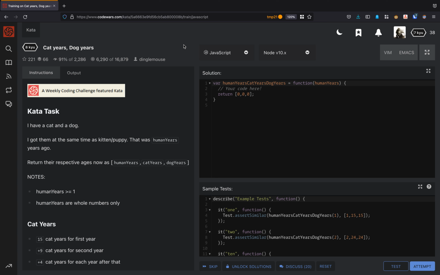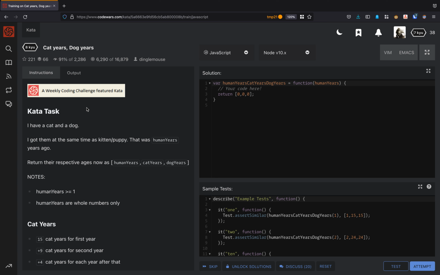Let's play Code Wars. The name of the kata, which is a level at Code Wars, is called Cat Yes, Dog Yes. And the instructions read as follows. So I have a cat and dog. Well, this is one of those elementary school math question kind of things. So we are given a story.